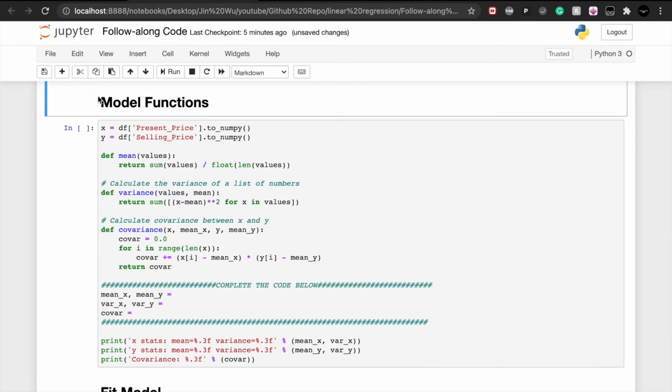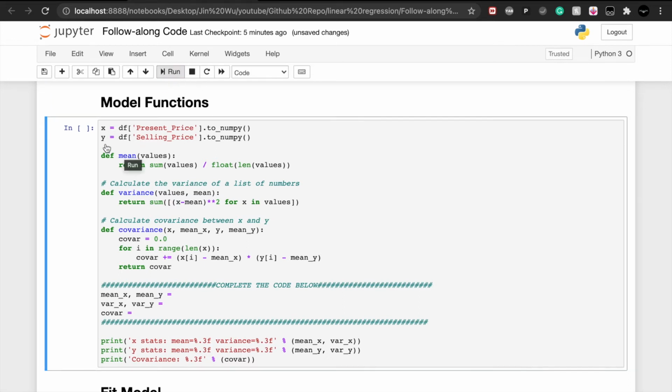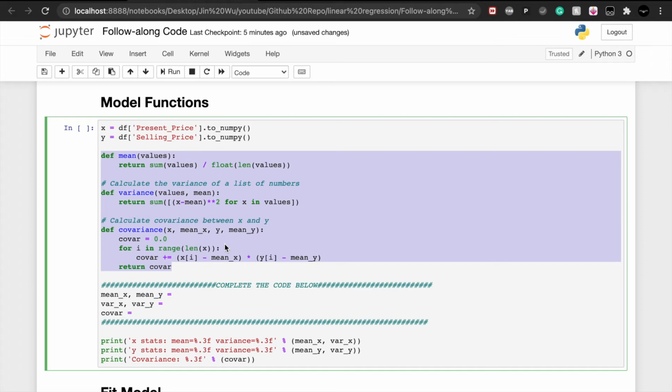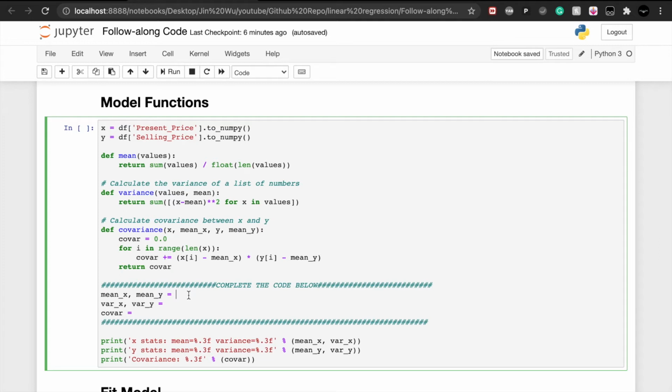Next, let's write out the necessary functions to build our model. First, let's define what is our x. X is the present price, y is the selling price. And we need to define 3 functions: the mean, the variance, and then covariance. If you remember from the last video, we need to have those 3 statistical functions to calculate our A star and B star. So let's actually calculate the mean of x and y, the variance of x and y, and the covariance between x and y. So let's fill in the blanks here.